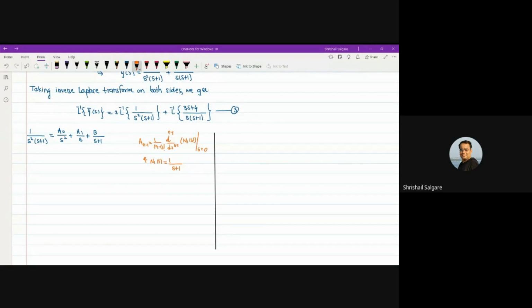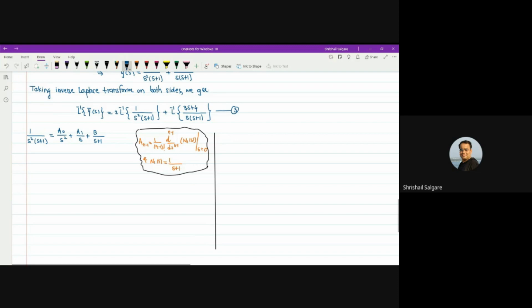Aishwarya, what is N1 of s? 1 upon s plus 1. Already I have written it. Okay, you have to read that. Now, these are for your understanding. These references are written here.